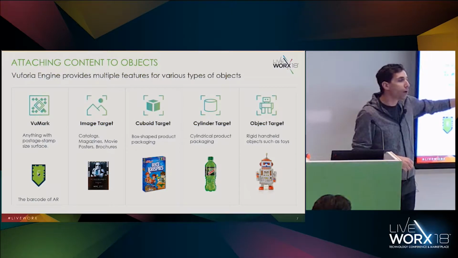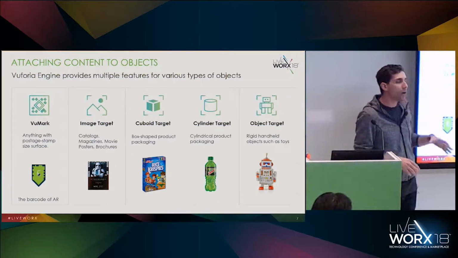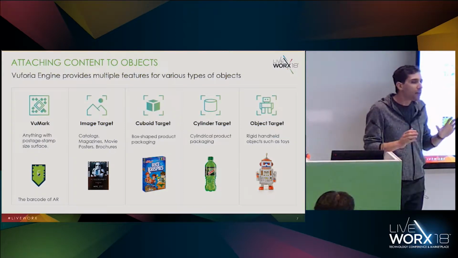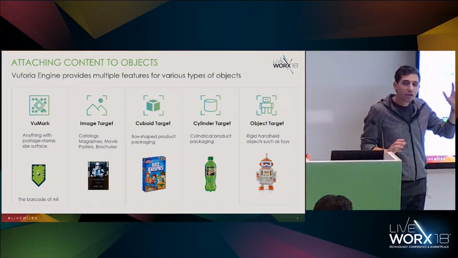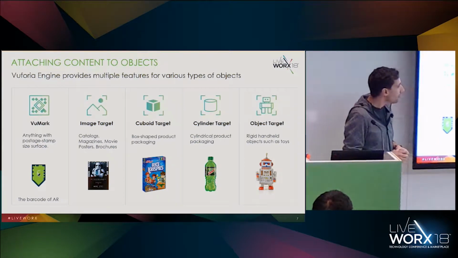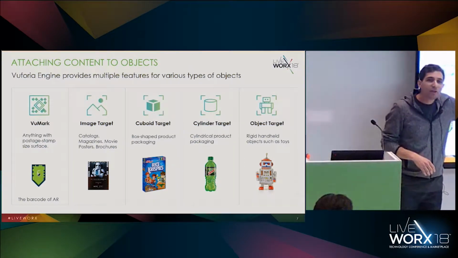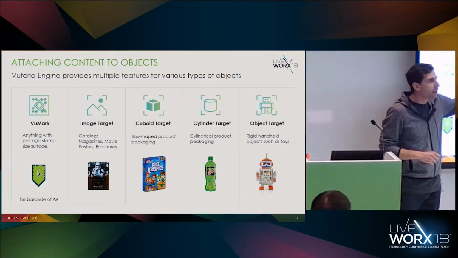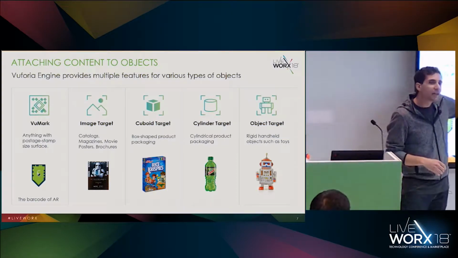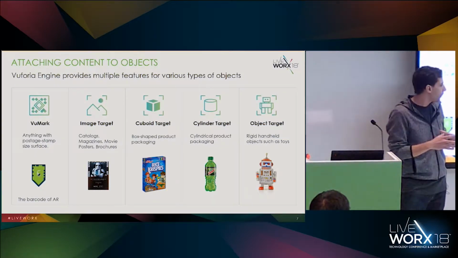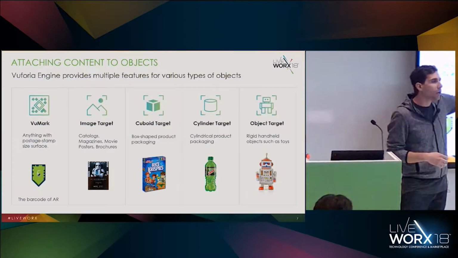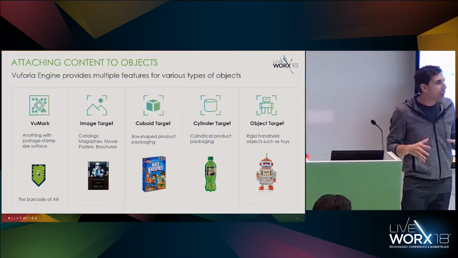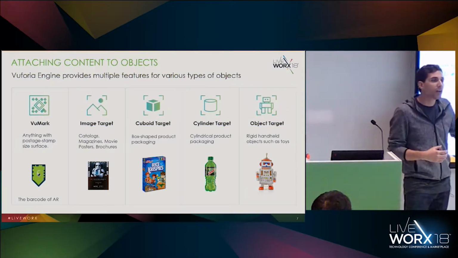Image targets are kind of our bread and butter. This allows you to put content onto flat 2D images: posters, books, brochures, anything that has a flat image. If a 2D image isn't enough and you need a little bit more depth, we have a cuboid target or a multi-target. This allows you to identify all sides of a cuboid or box-shaped object, and you can put content anywhere on it and rotate the object to see it from any angle. It gives you a lot of options for putting content onto product packaging.